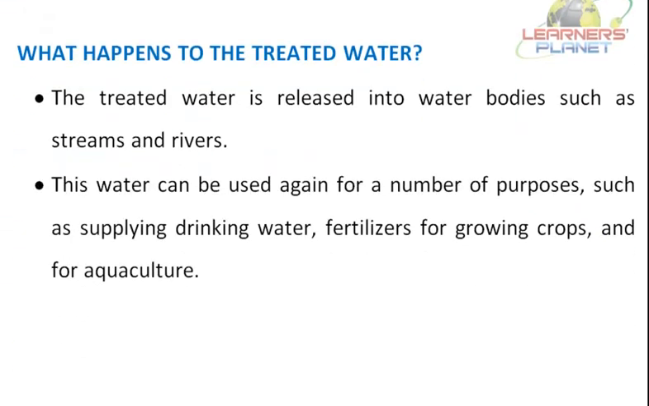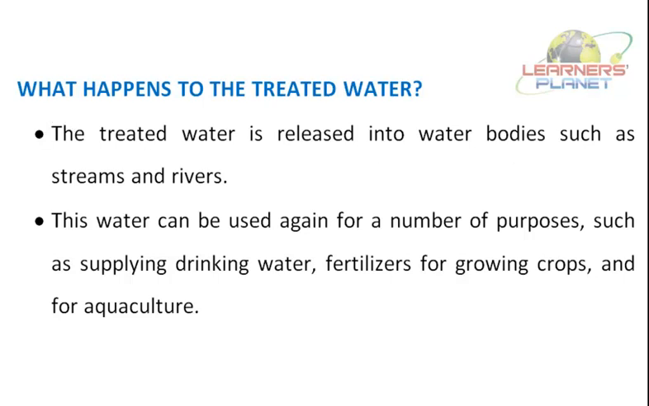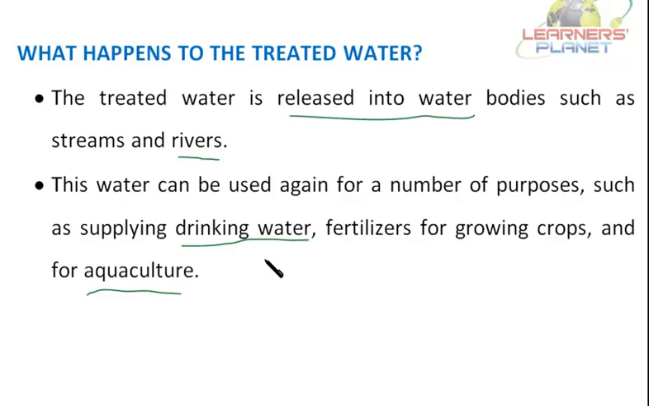Yes students, what happens to the treated water after we have studied the wastewater treatment, in which we have discussed all three processes, right? The treated water is released to water bodies such as streams, rivers, ponds and lakes, and this water can be used again for a number of purposes, such as supplying drinking water, fertilizers for growing crops, and also for aquaculture. So this is the advantage of treating the water through the wastewater treatment plant.